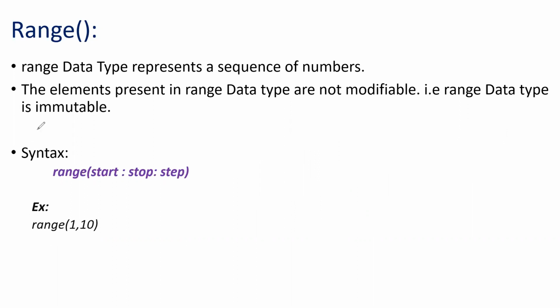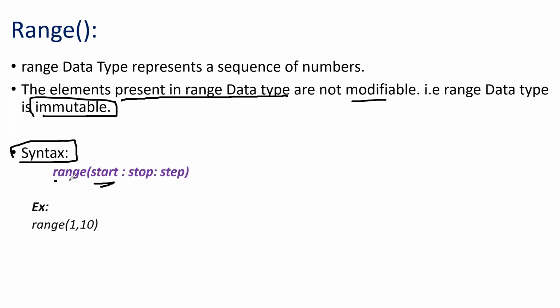Now the elements present in the range data type are not modifiable, that is, immutable. We cannot change the values, but we can change the sequence. How is it possible? This is the syntax for the range data type. In the parentheses we need to assign the value where we need to start the sequence, where we need to stop the sequence, and what the step is in the sequence.